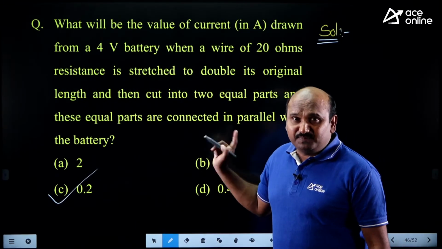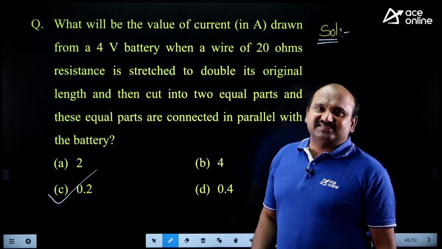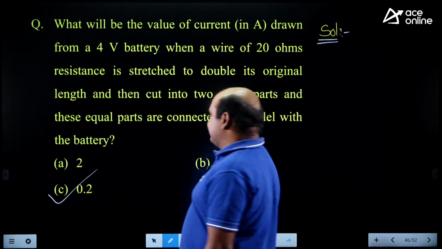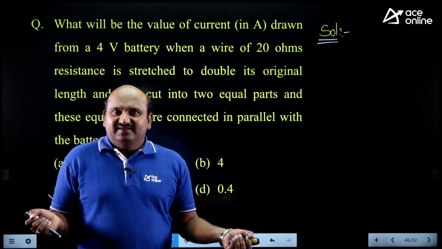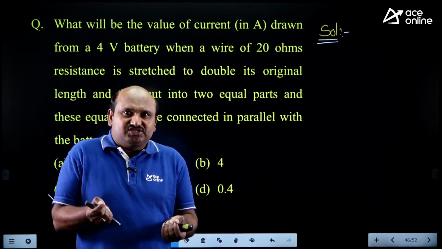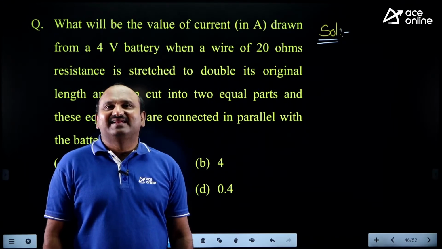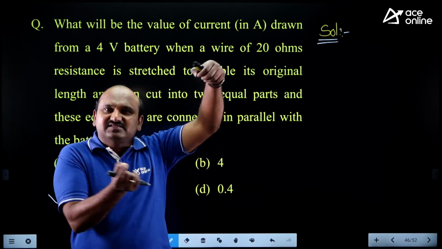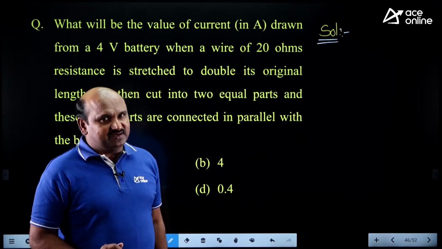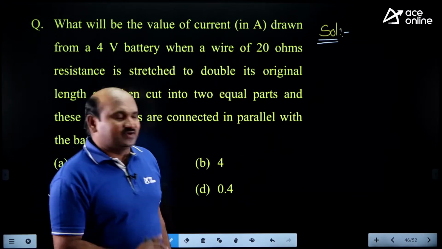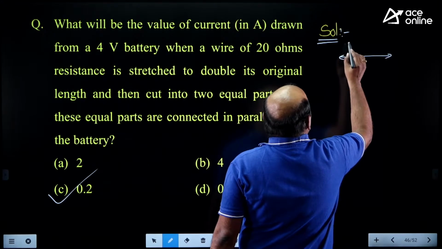And the same example was given in the latest, recent ECE examination: a conductor of 36 ohms is bent into an equilateral triangle, and across one side, what is the resultant resistance? First I will take this one, then we will go for that example. Now this one is what? 20 ohms, this one.